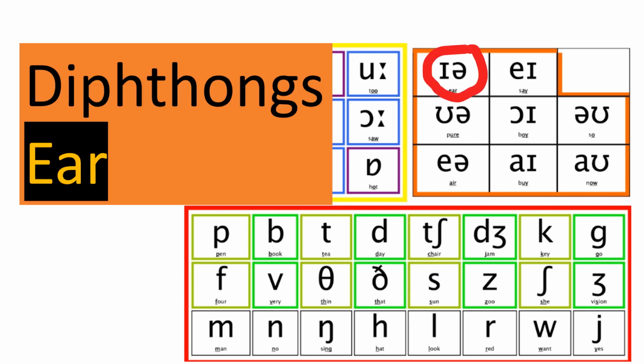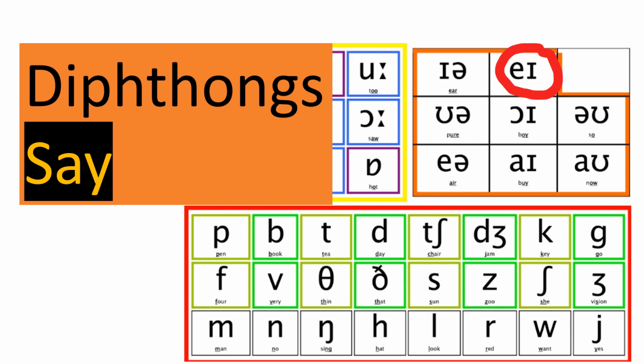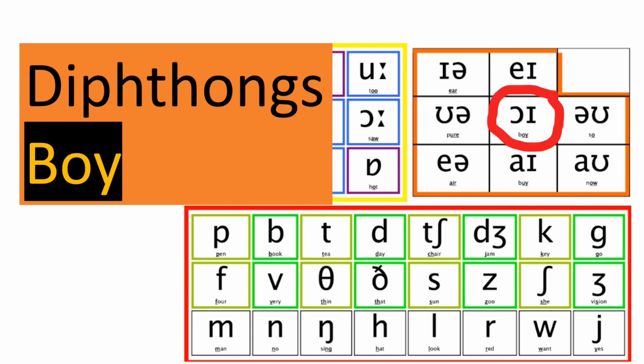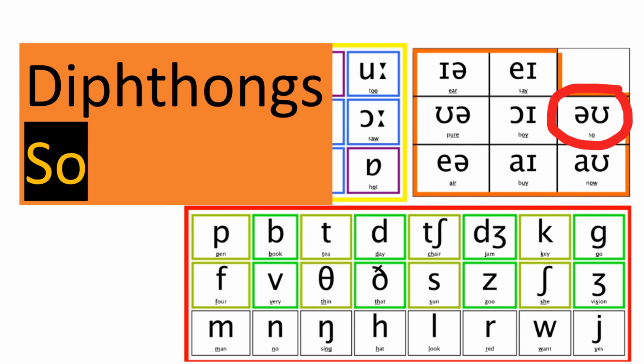Now, diphthongs. A sound formed by the combination of two vowels in a single syllable. The first one is ear, as in ear. A, as in say. U, as in pure. Oi, as in boy. O, as in so.